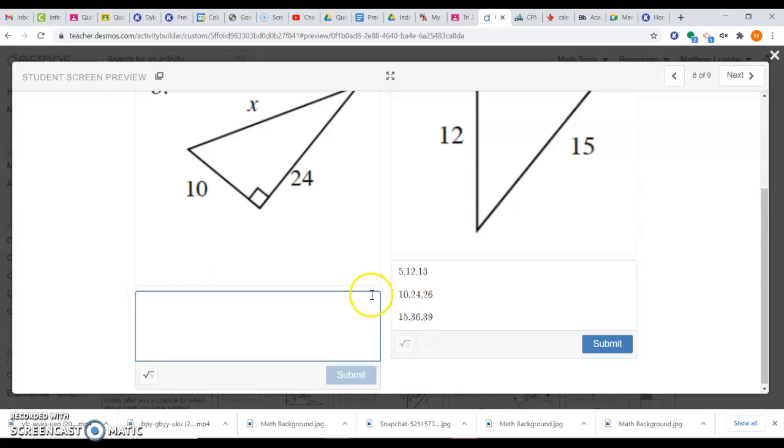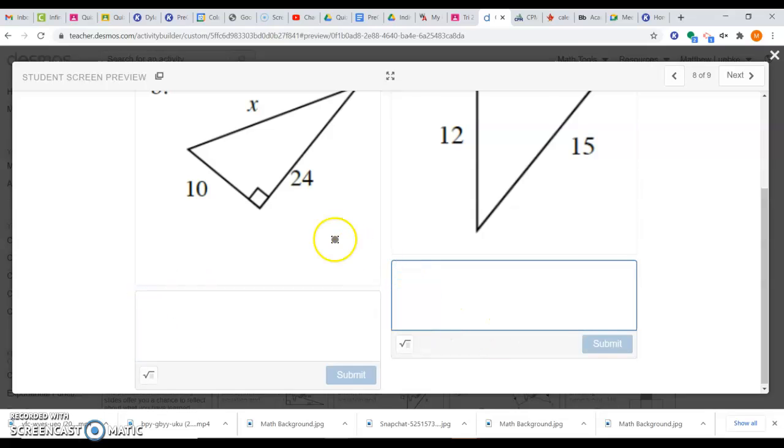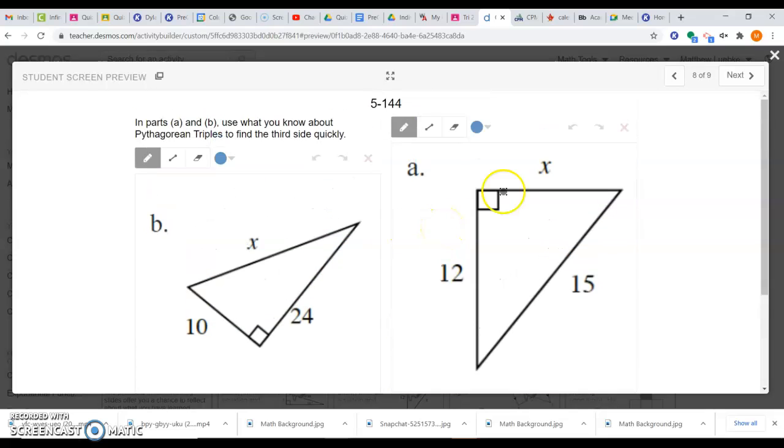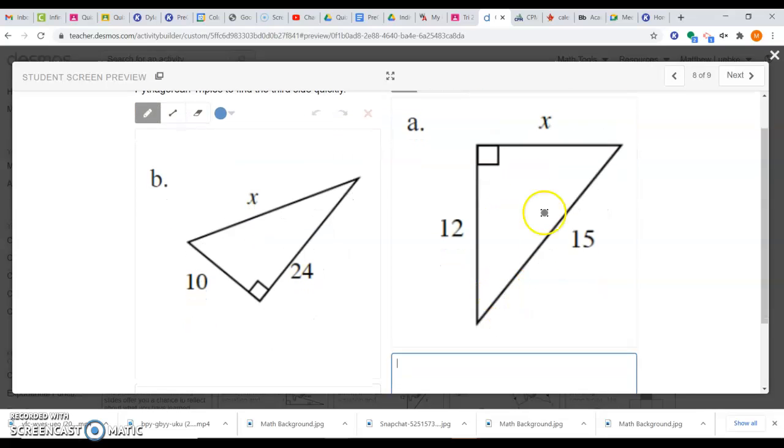Now I'll show you how we use it to solve these triangles above. If I'm looking at triangle A, I'm thinking to myself, is this one of the Pythagorean triples I know or a variation of one of the Pythagorean triples I know? What I notice is I have 12 and 15. 15 is my hypotenuse, 12 is one of my legs, and I'm thinking to myself, okay, well 5 times 3 gives me 15. And I'm also seeing that 4 times 3 gives me 12.